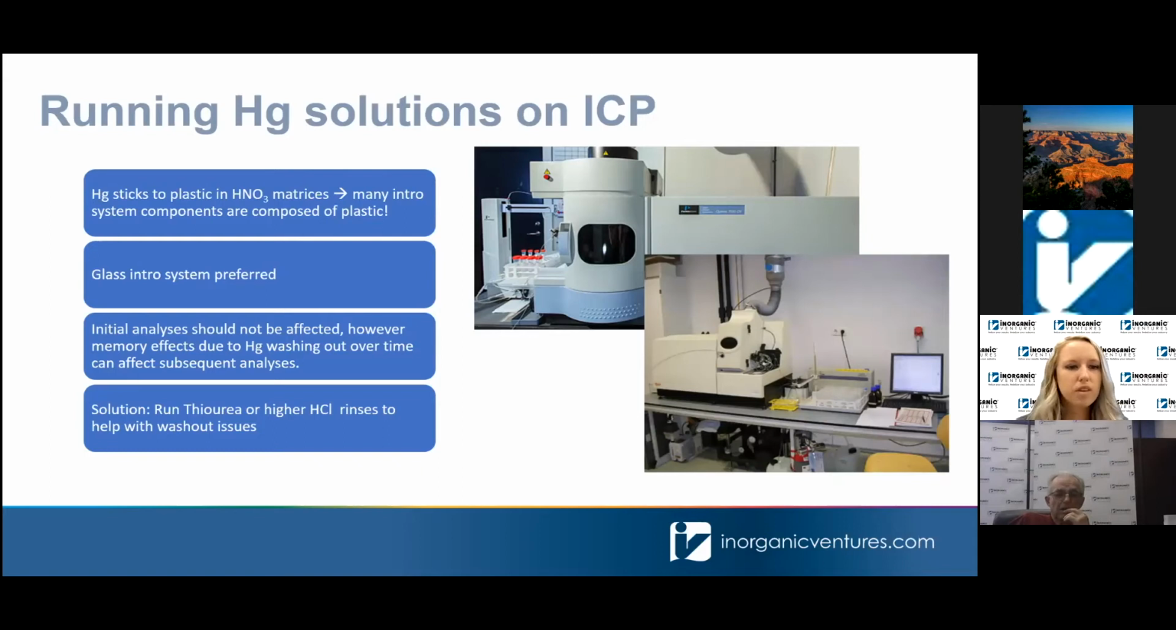So we recommend running a hydrochloric acid and thiourea rinse solution, and just increasing that hydrochloric acid to get the mercury out of your system.